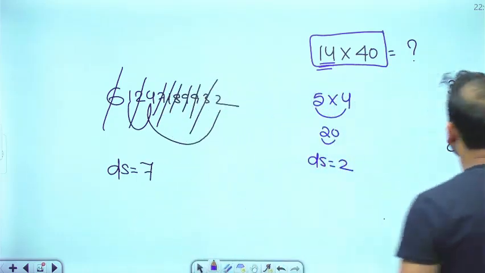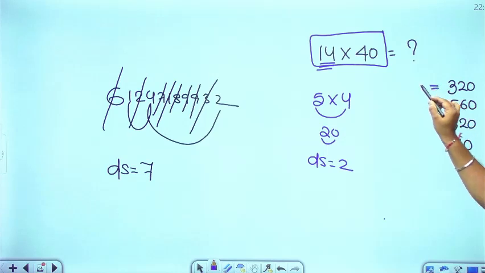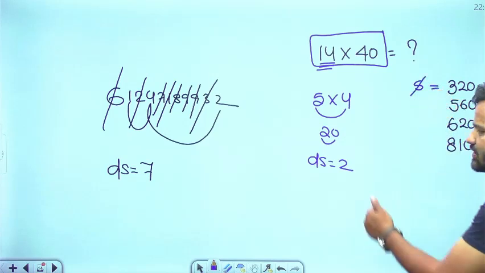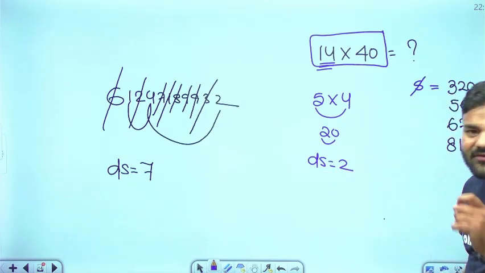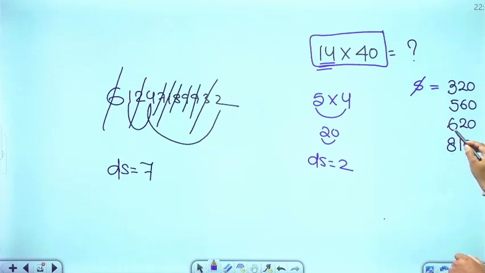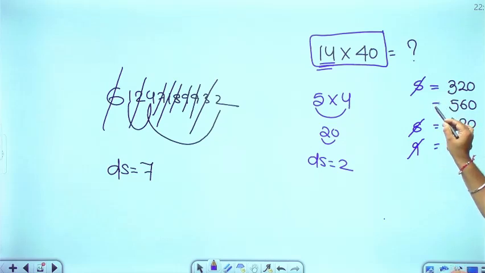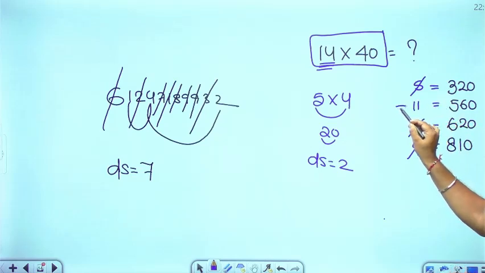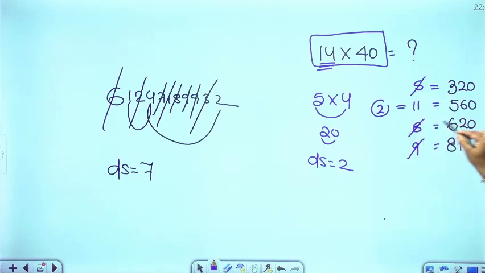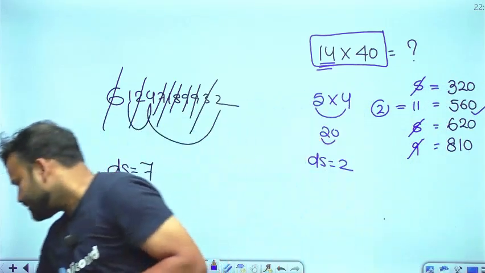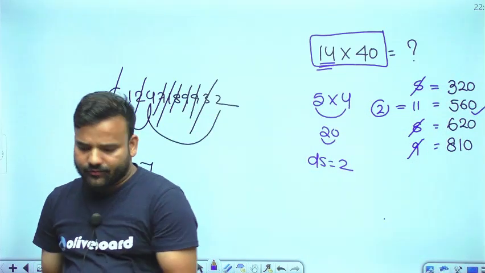What about the digit sum of this number? 32 means 5. So this is discarded as we are searching for the digit sum of 2. I'm hunting for the digit sum of 2. What about this? 6 plus 2 is 8. This is discarded. This is 9. 9 means 0. This is discarded. What about this? 5 plus 6 is 11. And 11 has a digit sum of 2. That is absolutely correct. So 560 will be the number.